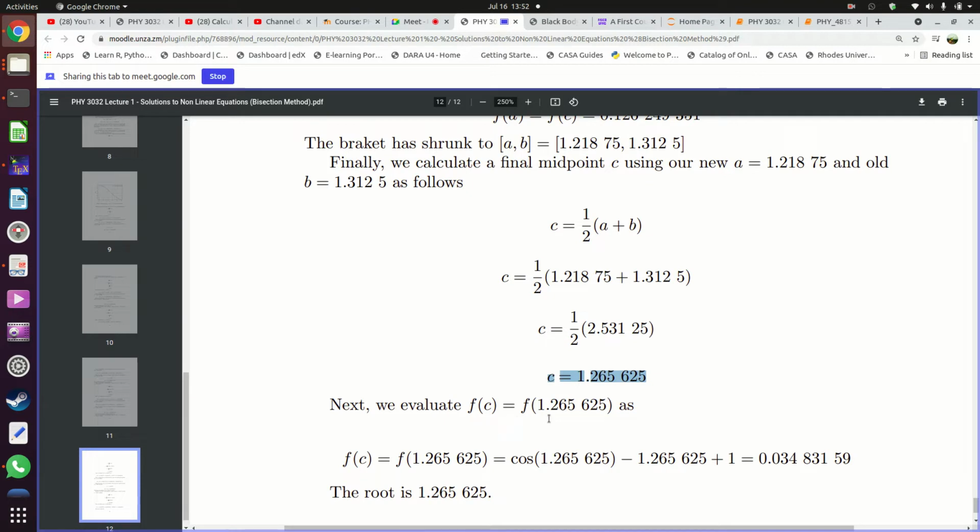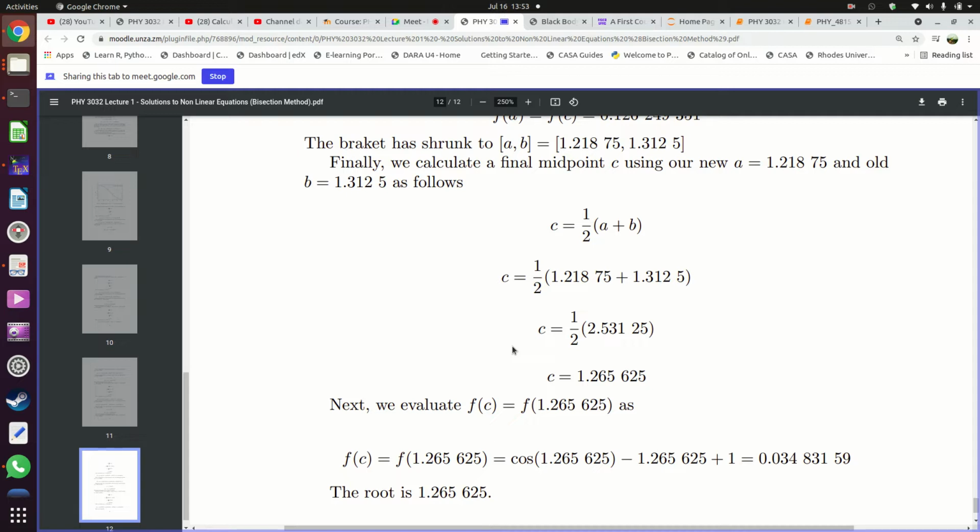If you still want to squeeze the bracket again, that's up to you, but I think I'm happy with this because I think the bracket is sufficiently small. Okay, next you want to find out what is the value of your function at this midpoint, because remember your root, or your 0, is a value of x which is going to make your function at that particular value become 0.